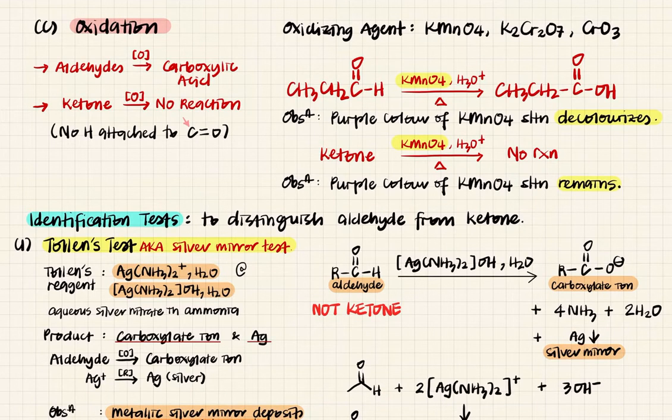So you can have a positive test for aldehyde. The purple color of the KMnO4 solution decolorizes. That means the KMnO4 is being reduced, while the aldehyde is being oxidized. For ketone, if you react it with the oxidizing agent, you will have no reaction. The purple color of the KMnO4 solution remains unchanged. That means this oxidizing agent does not undergo reduction, so your ketone does not undergo any oxidation reaction.